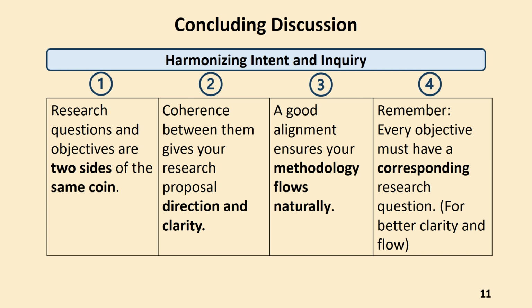Coherence between them gives your research proposal direction and clarity. Third, a good alignment ensures your methodology flows naturally. Whatever you are deciding in the form of a research question and objective, it ultimately makes a natural flow towards methodology, that this objective will certainly be achieved by a certain kind of methodology. And remember, every objective must have a corresponding research question for better clarity and flow.